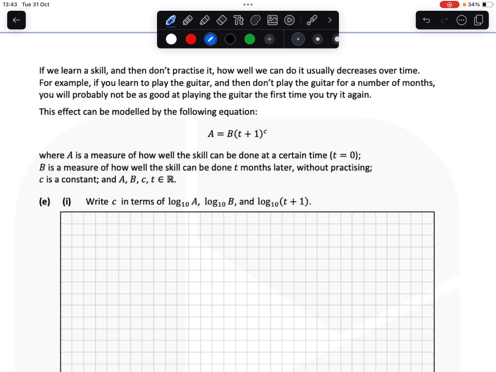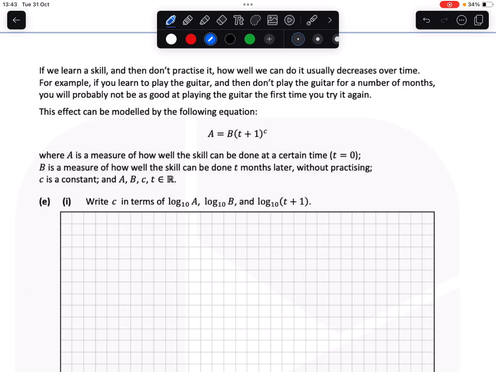This effect can be modelled by the following equation, where A is equal to B times t plus 1 to the C, where A is a measure of how well the skill can be done at a certain time, B is a measure of how well the skill can be done t months later without practicing, and C is a constant, and A, B, C and t are real numbers. Part 1. Write C in terms of log 10A, log 10B, and log 10 of t plus 1.